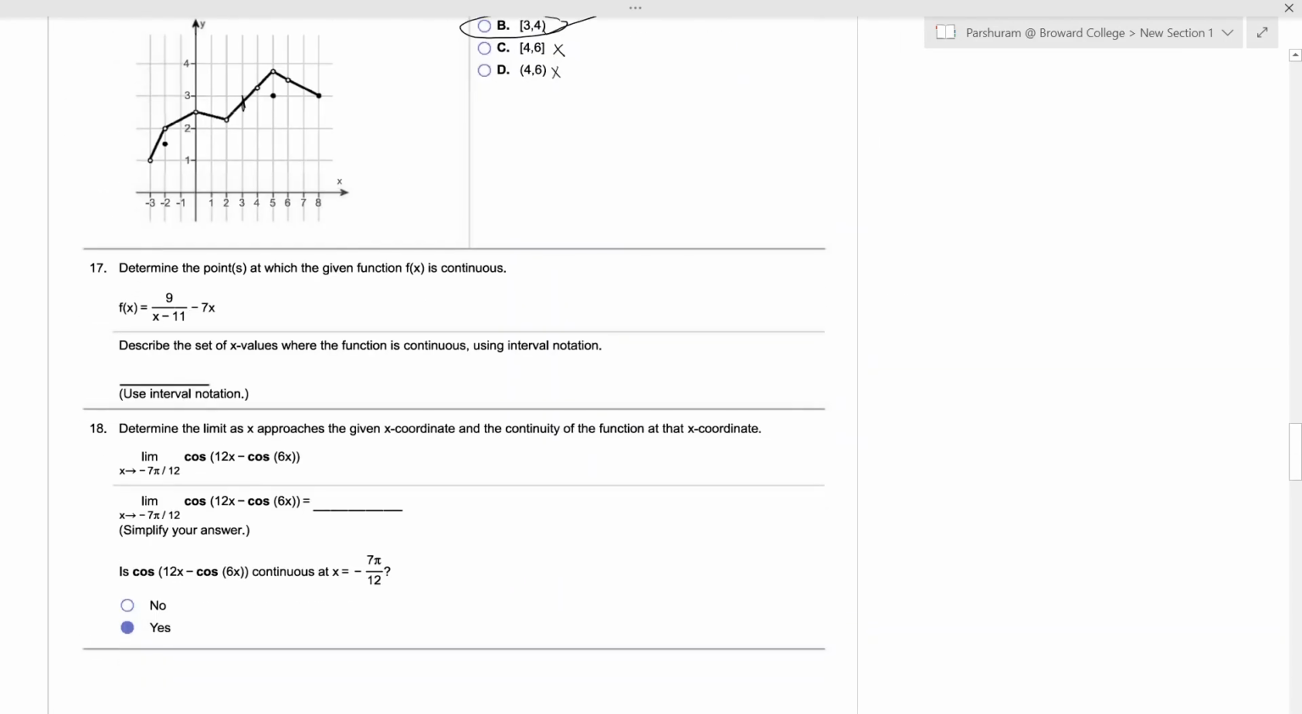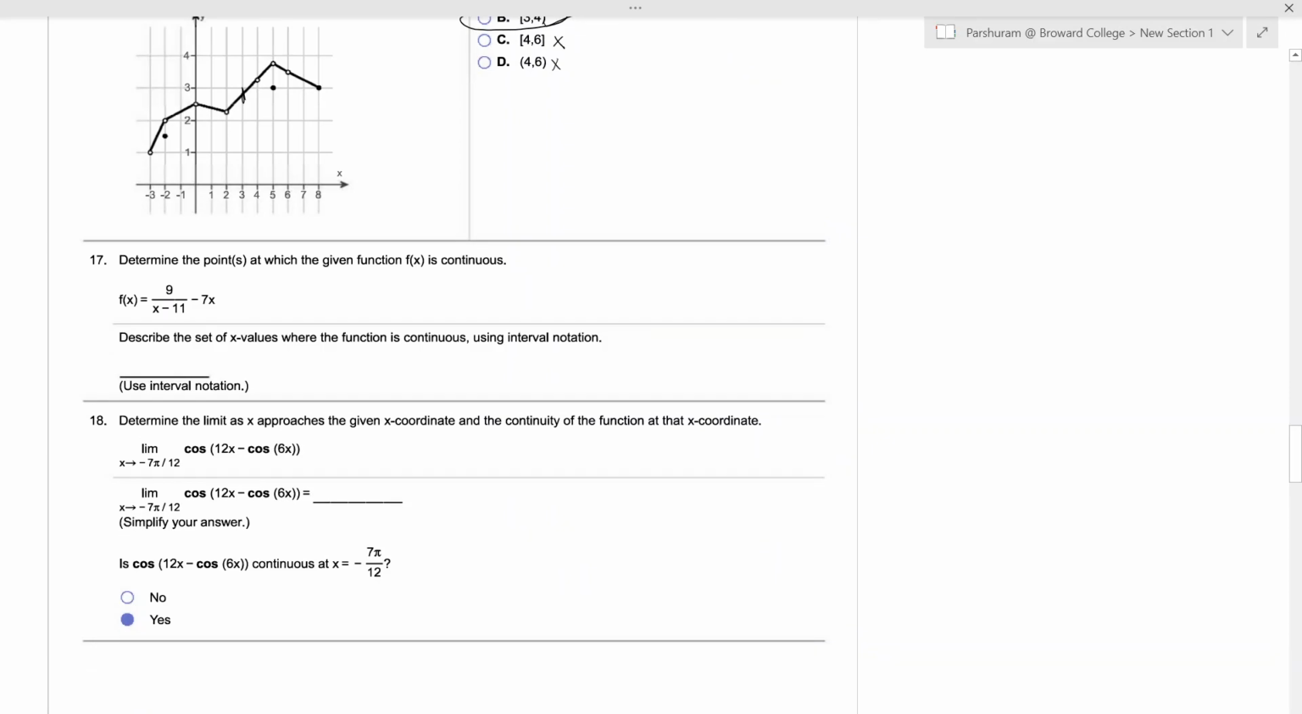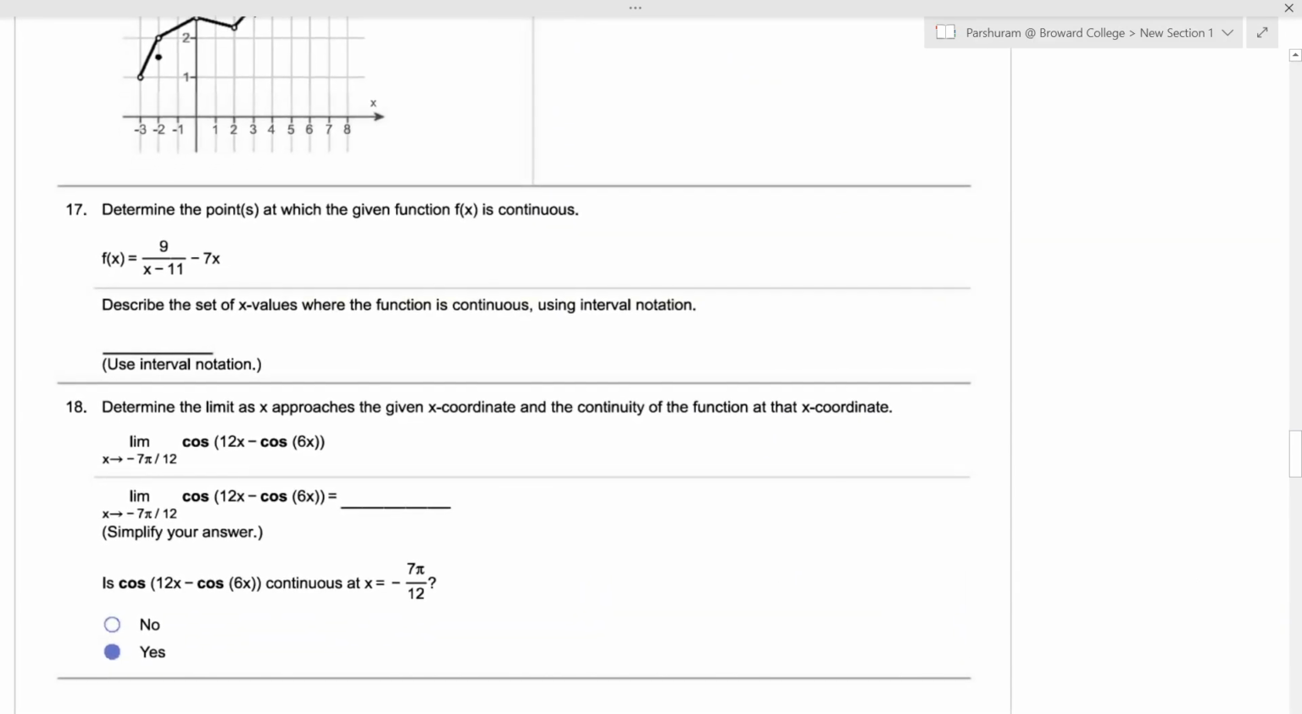That's problem 16. Let's go to problem 17. Determine the points at which the given function is continuous. You can see that the first part is a rational function. There is a denominator, and a rational function is continuous wherever it is defined. But because of the denominator x minus 11, this function is not defined at x equal to 11, because that makes this part 0. So the only place where this function is not continuous is x equal to 11.